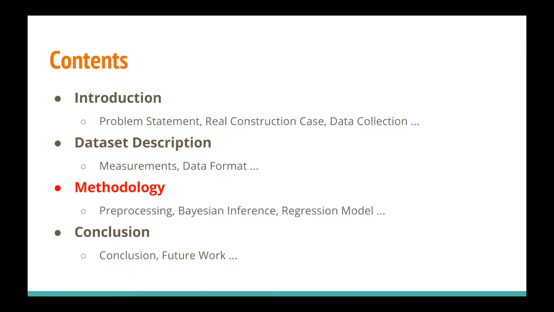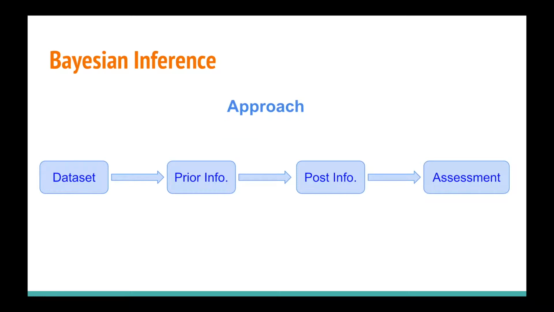And the next section is about the methodology. Our idea is to use Bayesian inference to analyze the data. So the approach guideline is shown here. First, we get the data, and then we assume the prior information, and after the Bayesian inference, we can get posterior information, and then we can have our assessment.